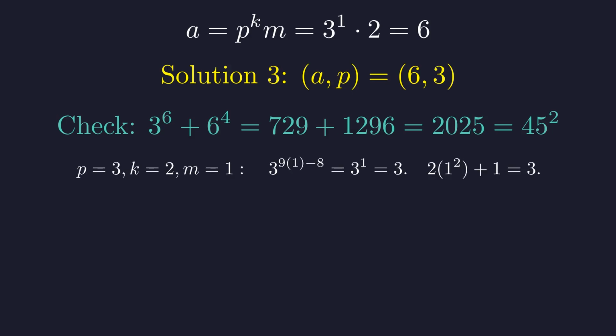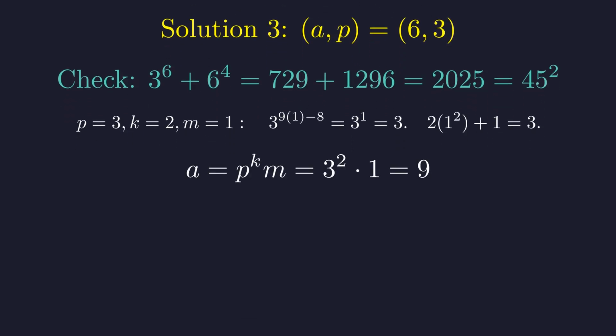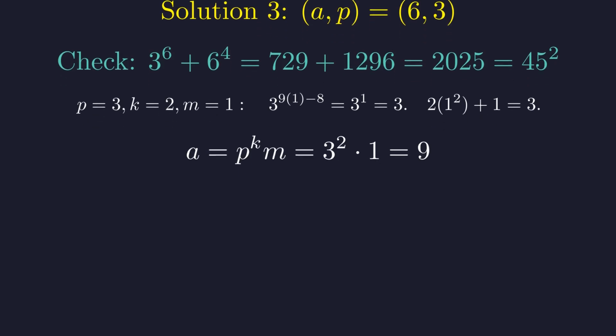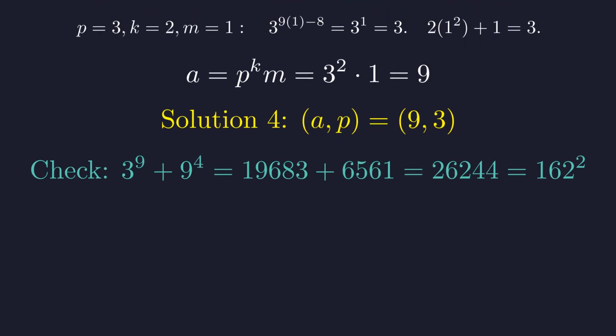Next, for p equals 3 and k equals 2, the equation becomes 3 to the power of 9m minus 8 equals 2m squared plus 1. Testing m equals 1 gives another match, as both sides equal 3. This corresponds to a being 3 squared times 1, which is 9. The fourth solution is the pair a equals 9, p equals 3. To verify, 3 to the 9th plus 9 to the 4th is 26,244, which is 162 squared. The solution is correct.